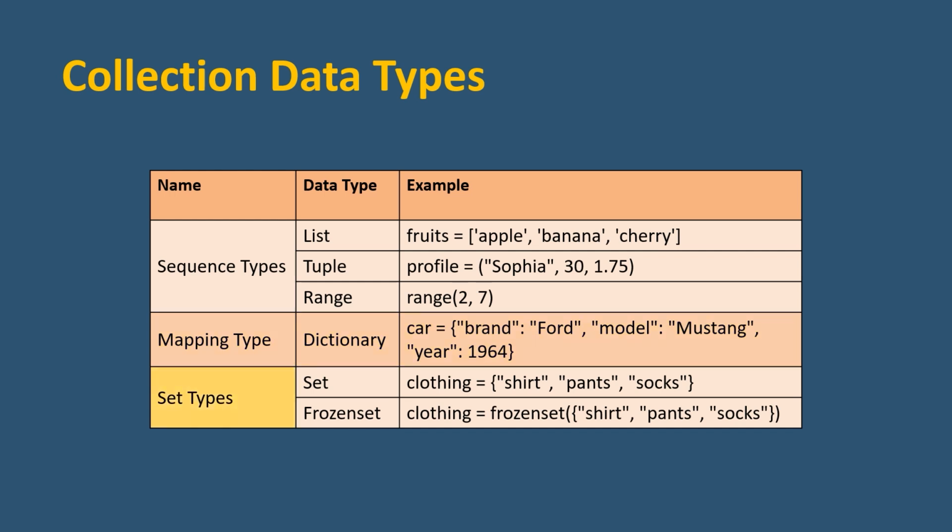Set types. These are unordered collections of unique elements. Python has 2 set types. Set. A set is a collection which is unordered and unindexed. It does not allow duplicate members. Let's say, clothing equals names of several types of clothes in curly braces.